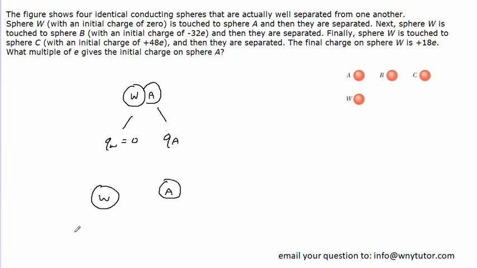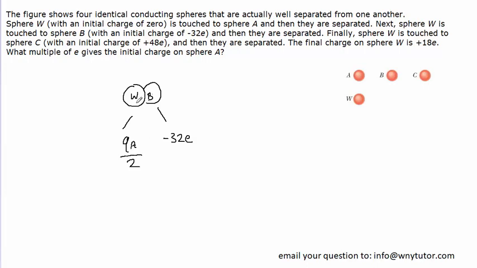So for example, on sphere W, the amount of charge present is going to be the original charge on W, which was 0, plus the original charge on sphere A, which we don't know, we can leave that as QA, divided by 2. Now, of course, this can simplify since 0 plus QA is just QA. So on sphere W, as well as on sphere A, we have QA divided by 2.